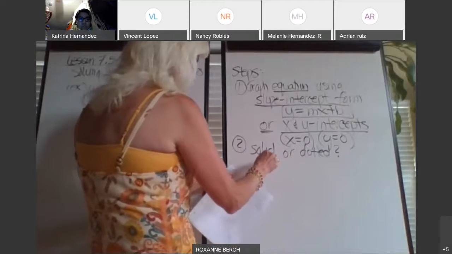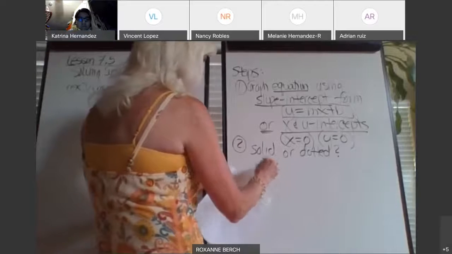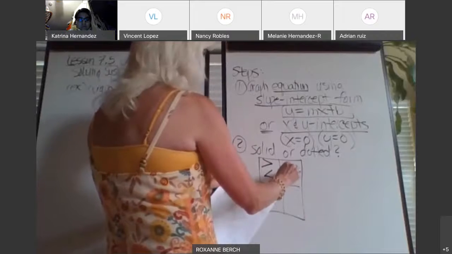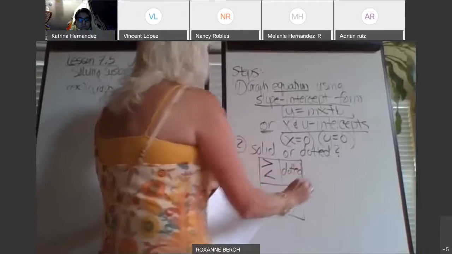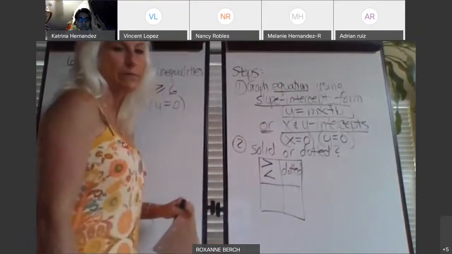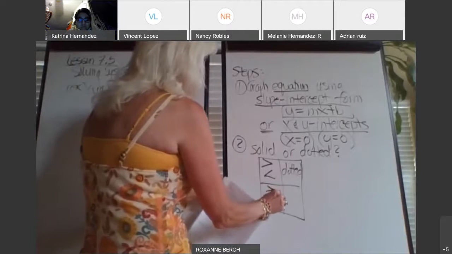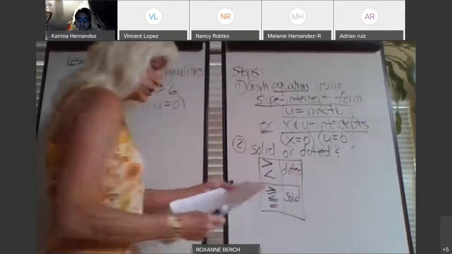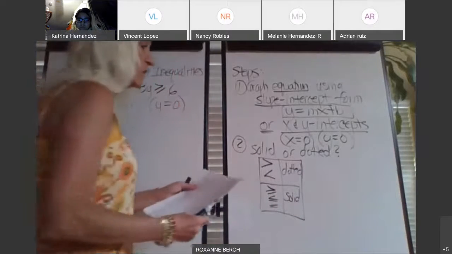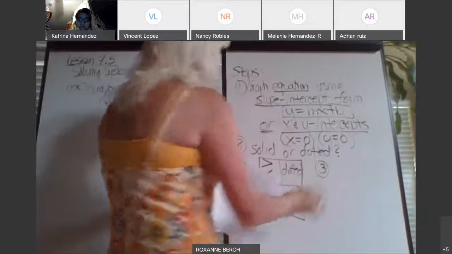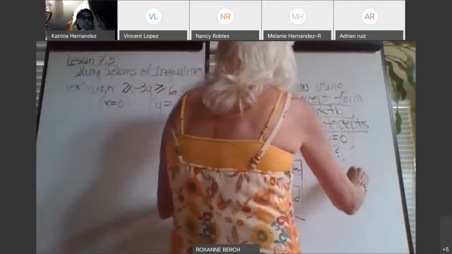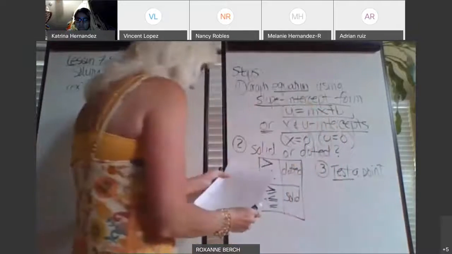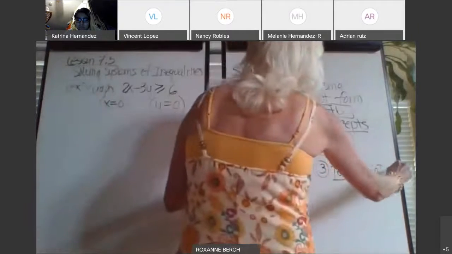So here's a little table for you. If you have greater than or less than, the line is dotted. So that means the solutions cannot be on the line. If it's greater than or equal to, less than or equal to, the line is solid, which means the solutions can be on the line. And the third step I'll write over here so I don't get too low. You have to test a point on either side of the line.